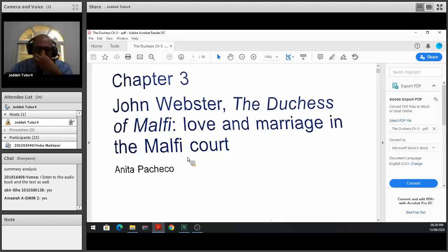So in terms of characters and the dramatis personae that we have, there is the Duchess herself, the Duchess of Malfi. We have her two elder brothers. We have the Cardinal, one of her brothers, and Ferdinand is another brother. They happen to be older than her. We have courtiers and stewards. We have Bosola or Bozzola, whichever pronunciation you would like to use. We have Antonio. We have Delio, we have Julia. So these are the most important characters that we have in the play.